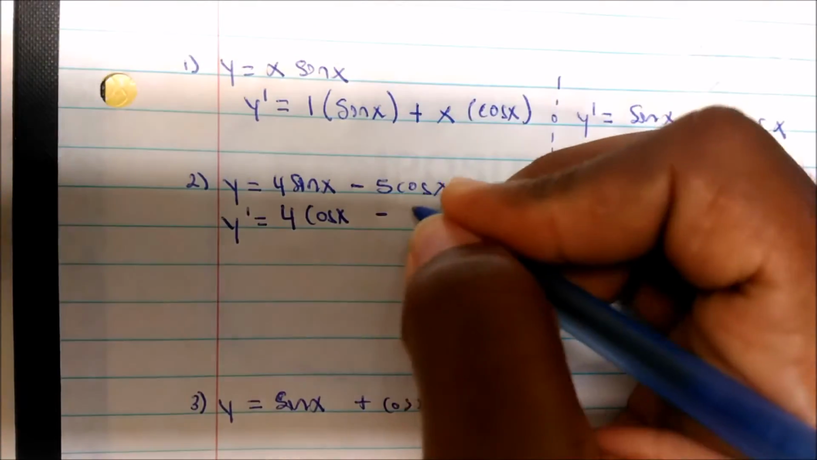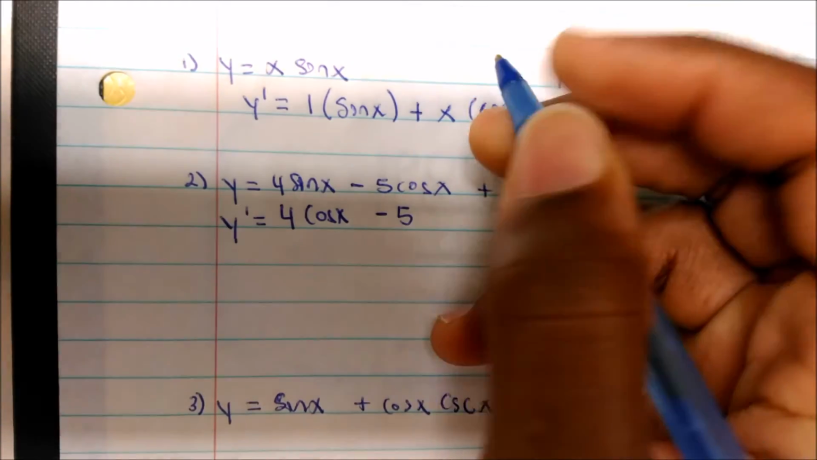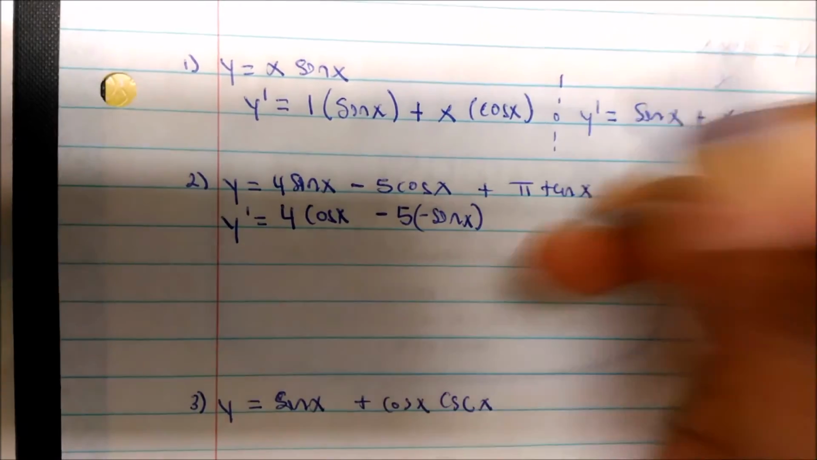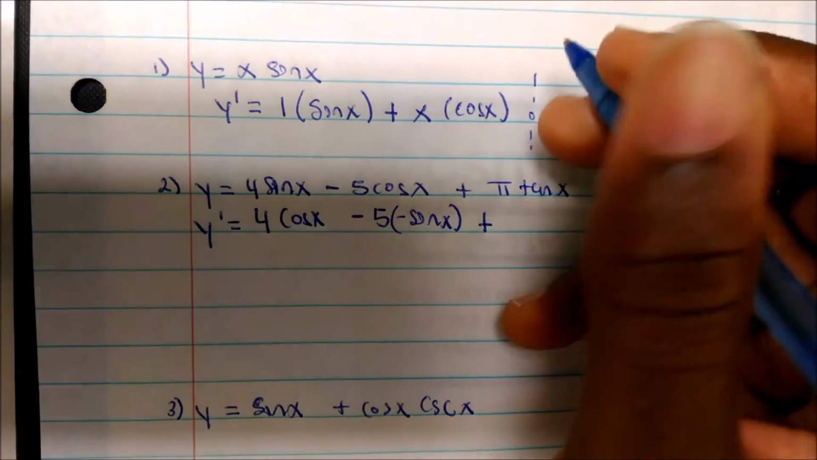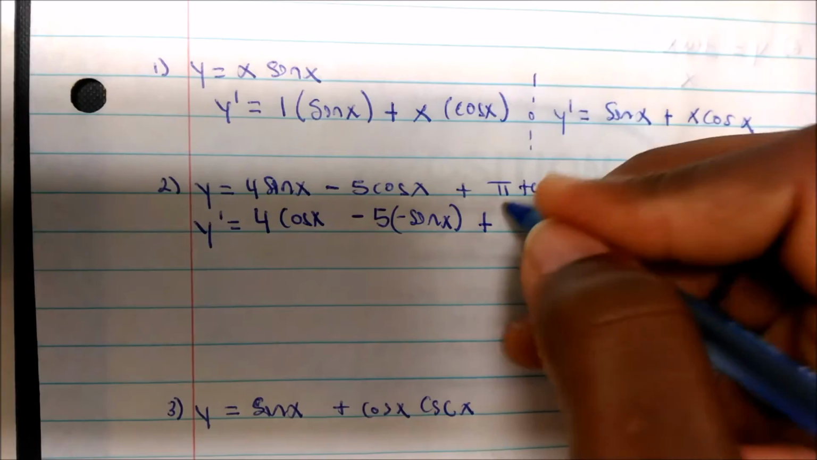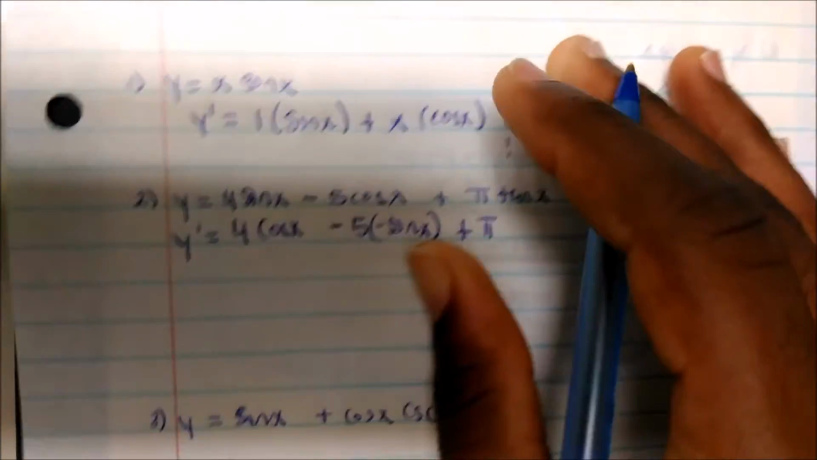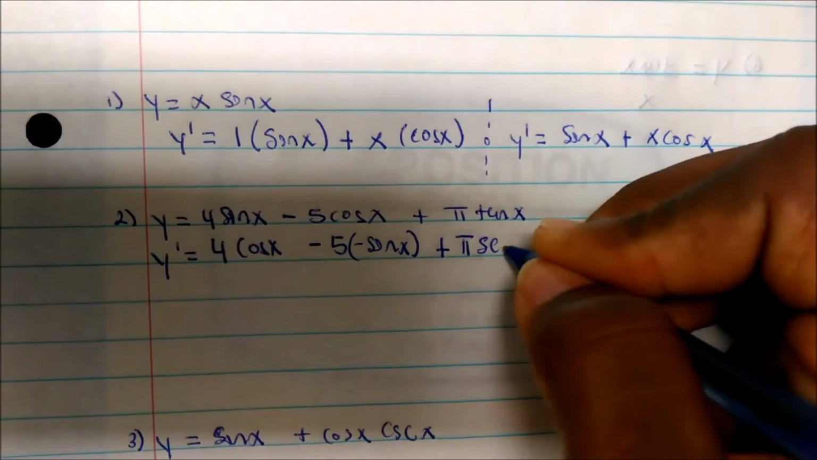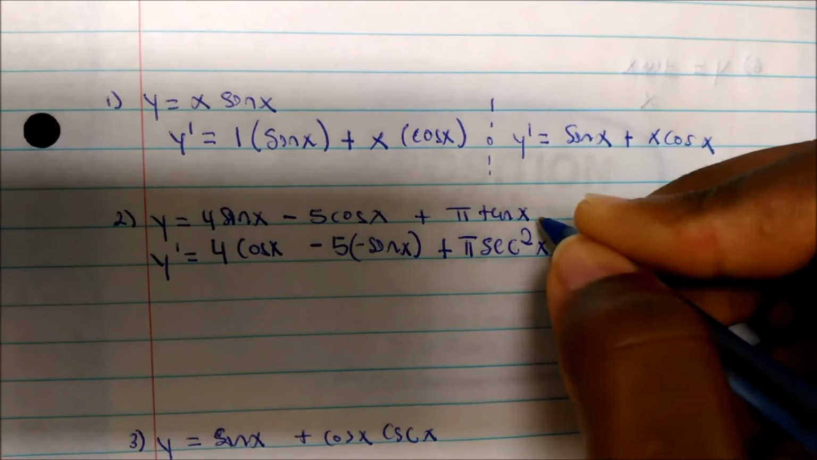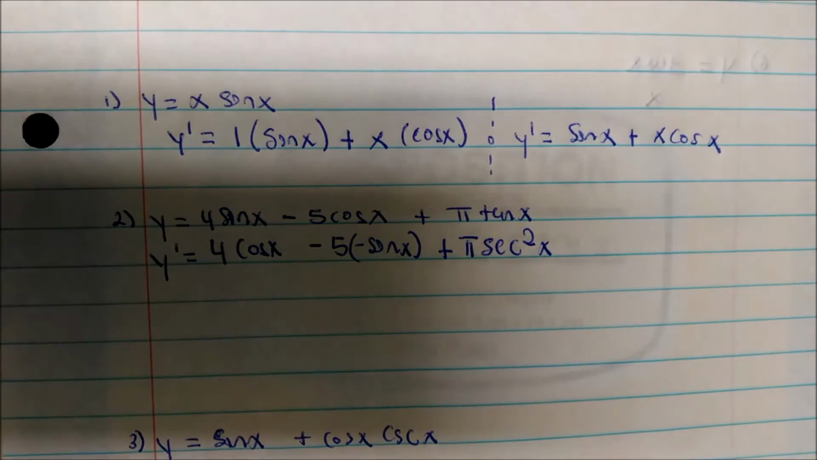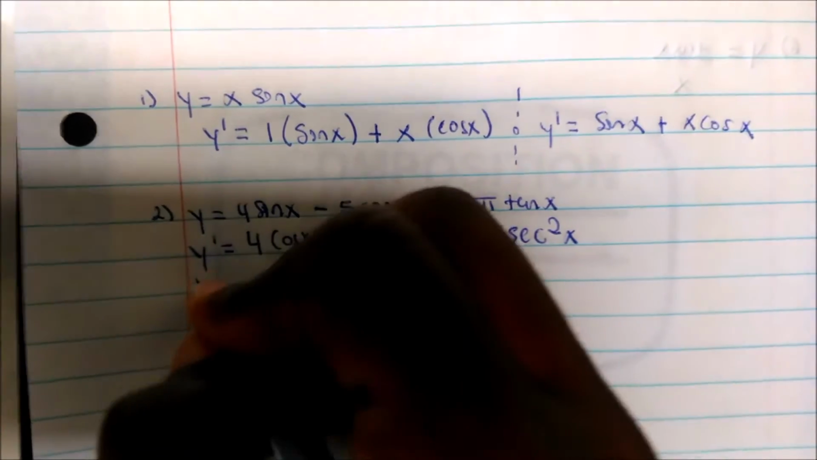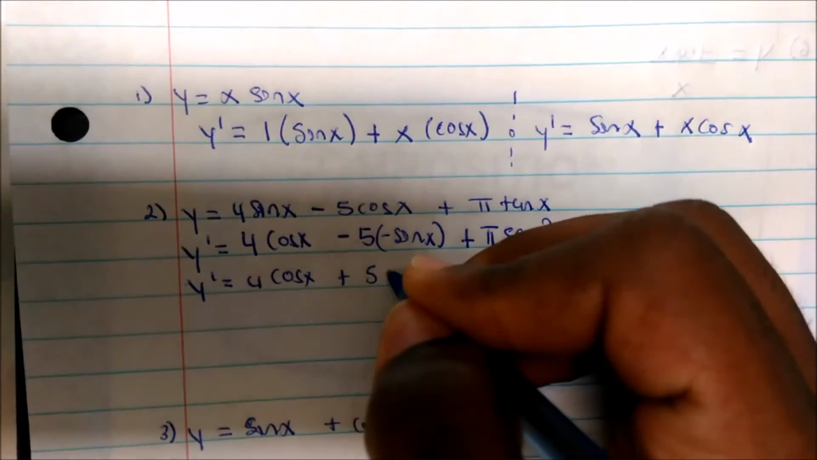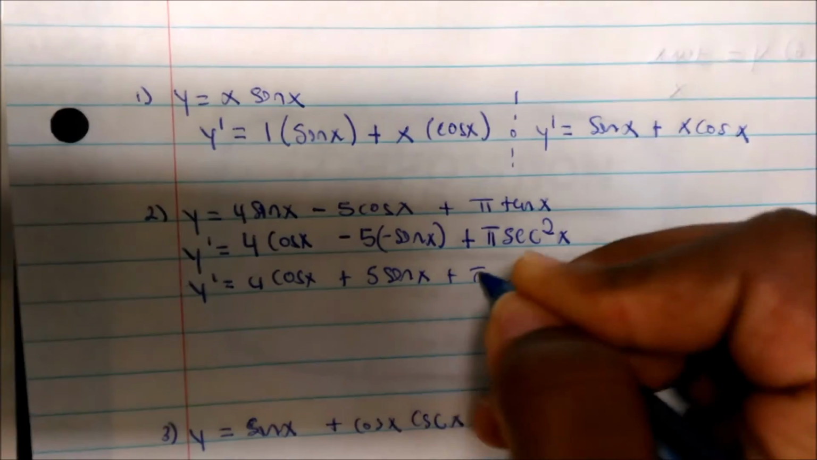Minus, again, this is just a constant, so it will be 5 times the derivative of cosine of x, which is negative sine of x. Put that in parentheses. Plus, well, pi is also a constant, so this will be pi times the derivative of tangent of x, which is secant squared of x, and this will be my derivative. Now the answer to clean up will just be 4 cosine of x plus 5 sine of x plus pi secant squared of x.